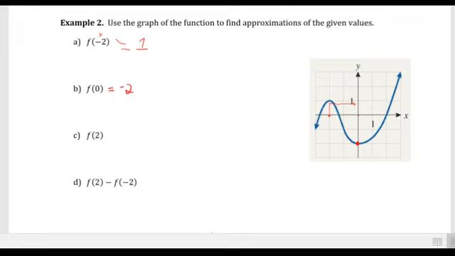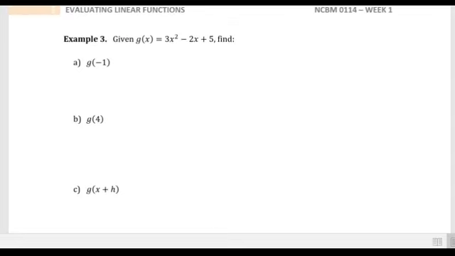Let's go to f of 2. So here's f of 2. So here's x equals 2. The y value is 0. And so f of 2 was 0 minus f of negative 2, which we figured out was 1. So 0 minus 1 is equal to negative 1. So let's try example 3.